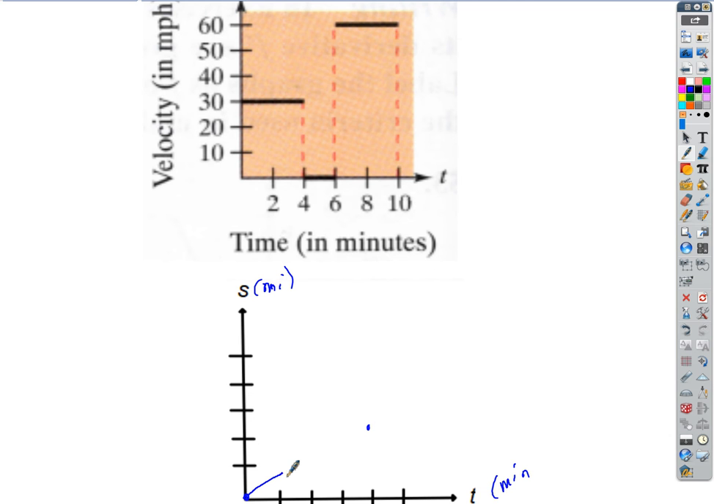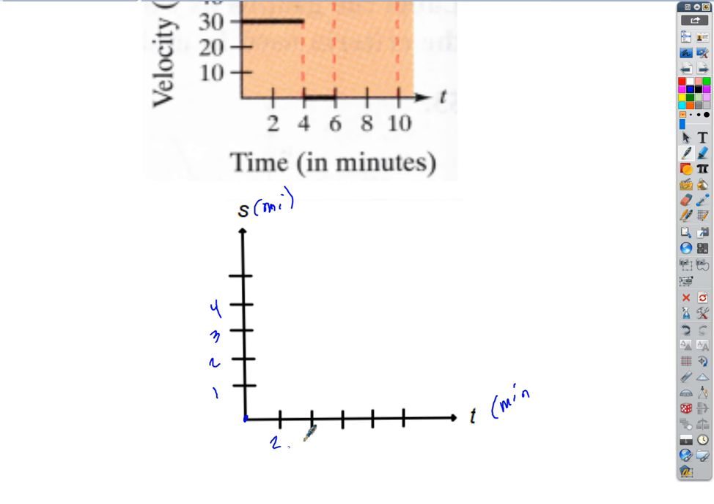Oops, I've got to start over. Hang on, I'm going by 2s. So these are just going to go by 1s, and these are going by 2s, so that's 2, 4. It's going to look like that. Okay? Good.